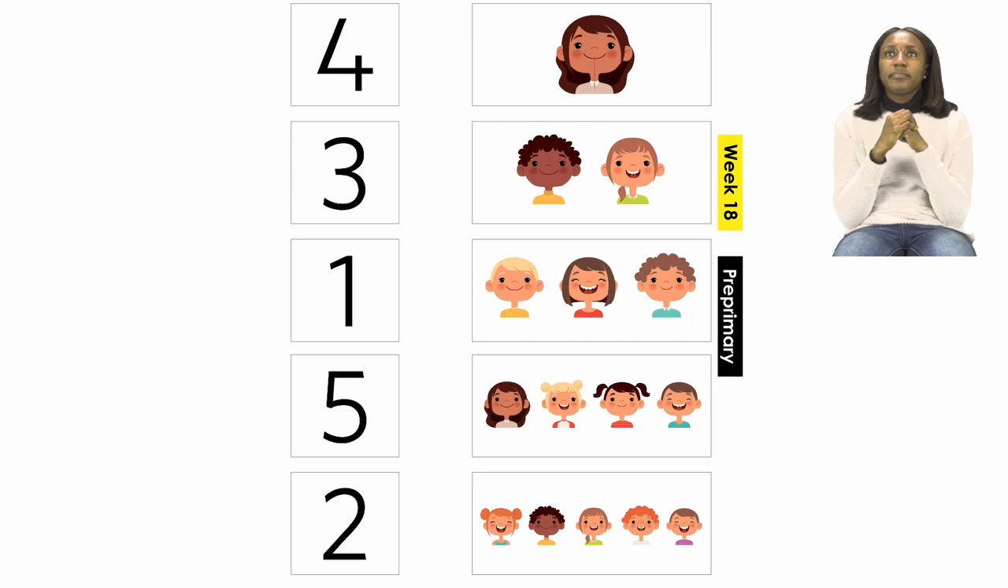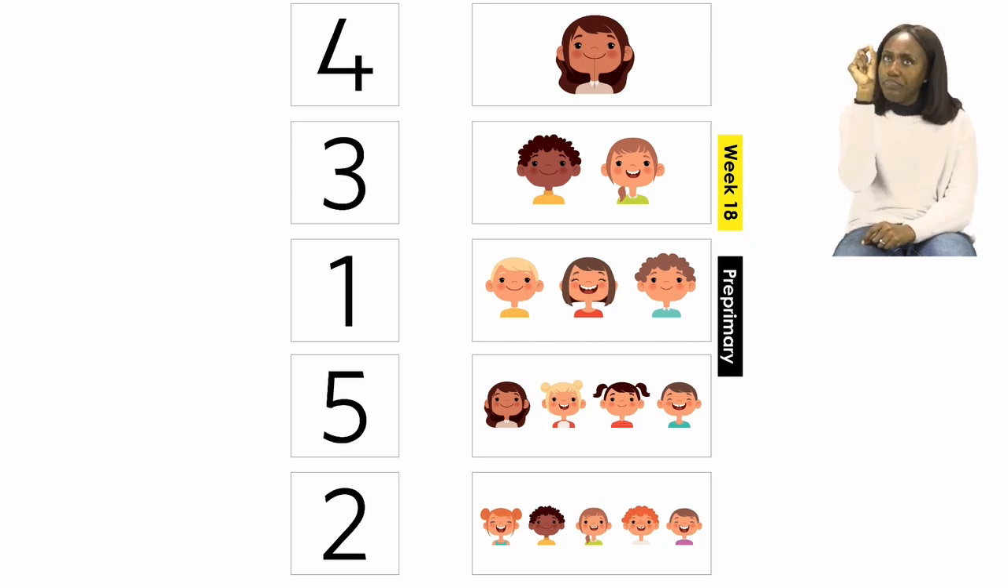Let's do the second one together one more time. In the second picture, you have 1, 2 faces. Let's count together one more time. 1, 2 faces. So now you take your pencil and you draw a line from the picture to the number 2.